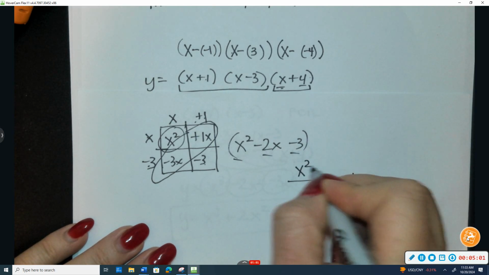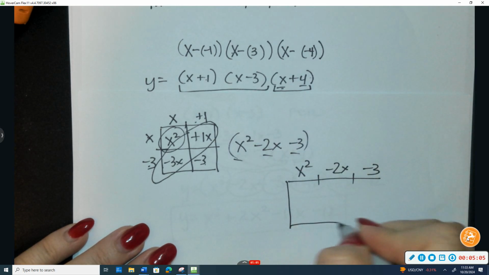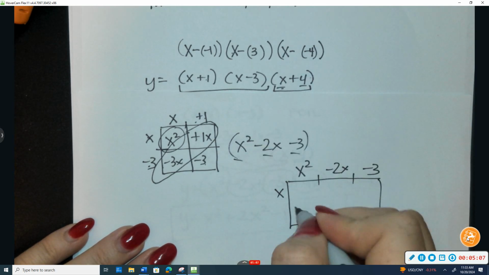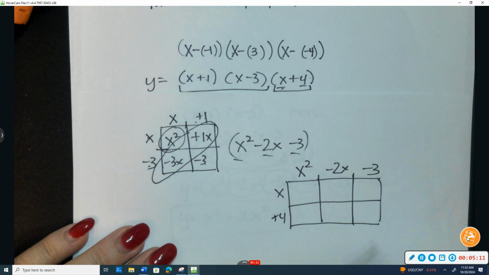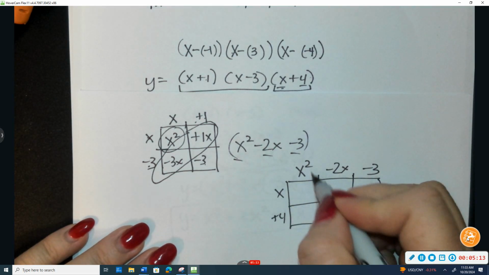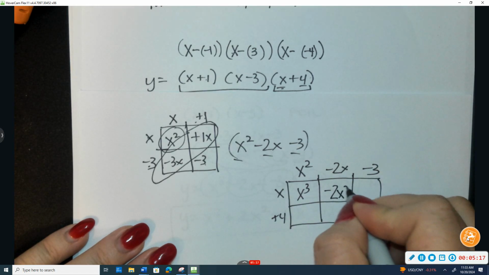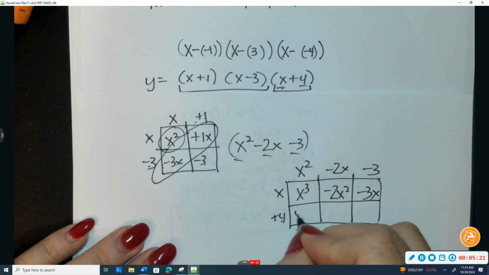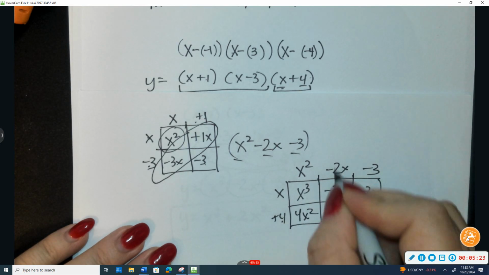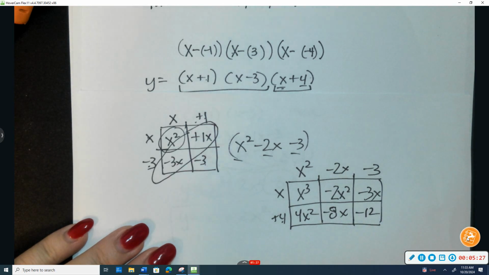So there's an x squared, a negative 2x, and a negative 3. And then along the side, there's an x and there's a positive 4. Okay, time to multiply. X times x squared, x times negative 2x, x times negative 3. Now positive 4 times x squared, positive 4 times negative 2x, positive 4 times negative 3.